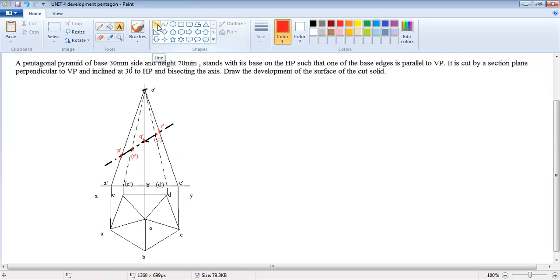So the next step is we have to dot the remaining portion of the pentagonal pyramid. The upper portion is removed, so the remaining portion is this one. We have to dot this.